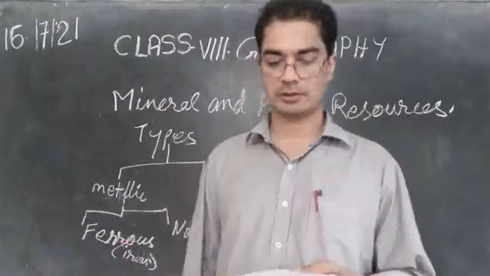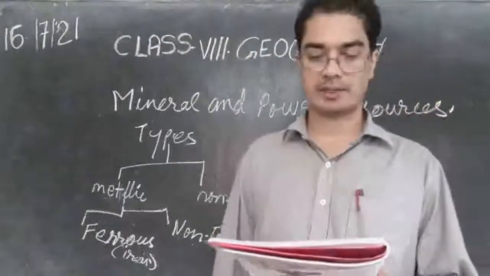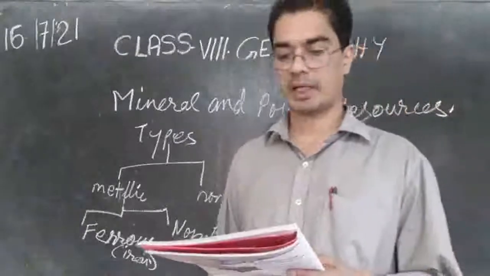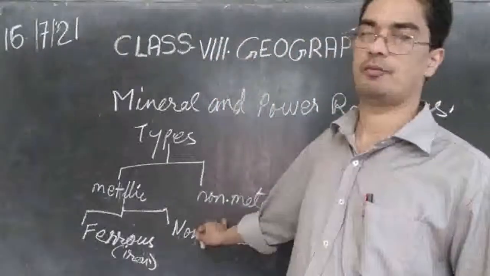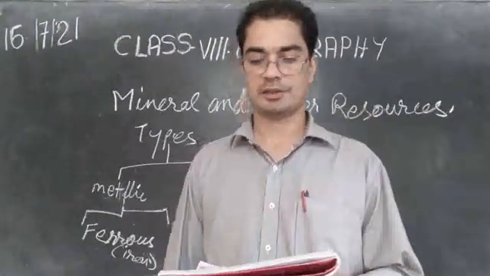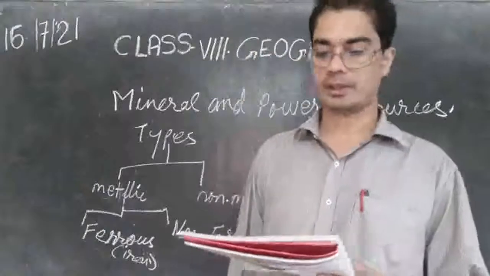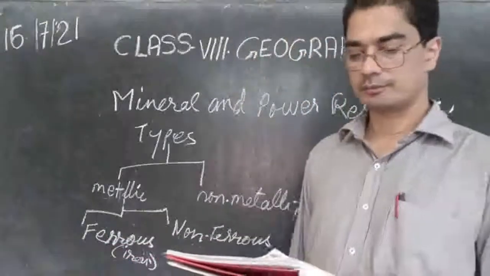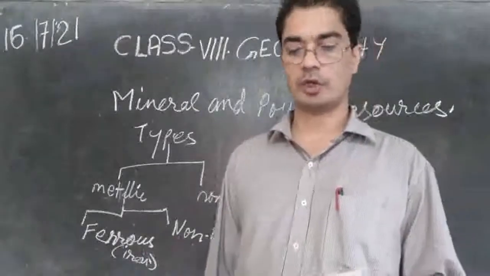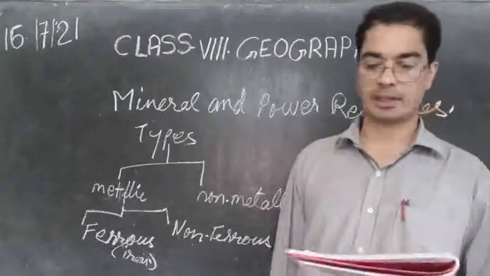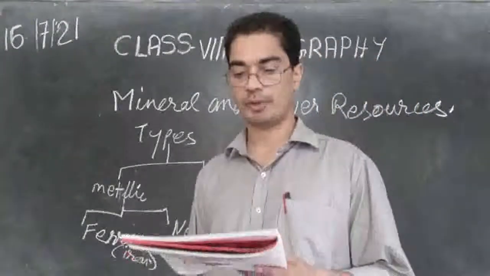Then non-metallic minerals do not contain metals. Limestone, mica and gypsum are examples of such minerals. You can underline some of the minerals that do not have metals in them: mica, gypsum and so on. They are minerals, but in them there is no metal at all. They are completely non-metallic minerals. Then the mineral fuels like coal and petroleum are also non-metallic minerals. In them also there is no metal at all.